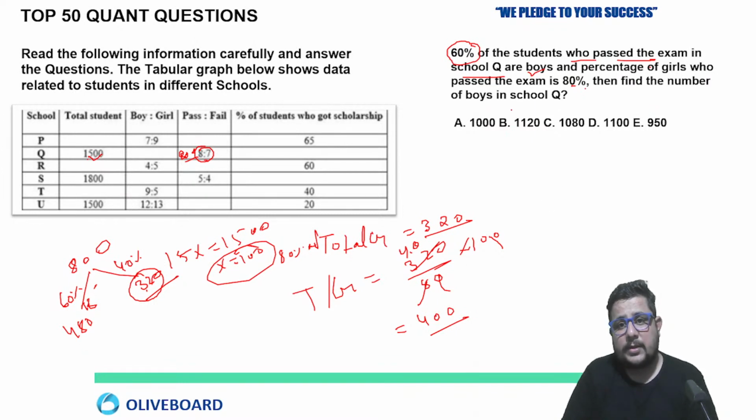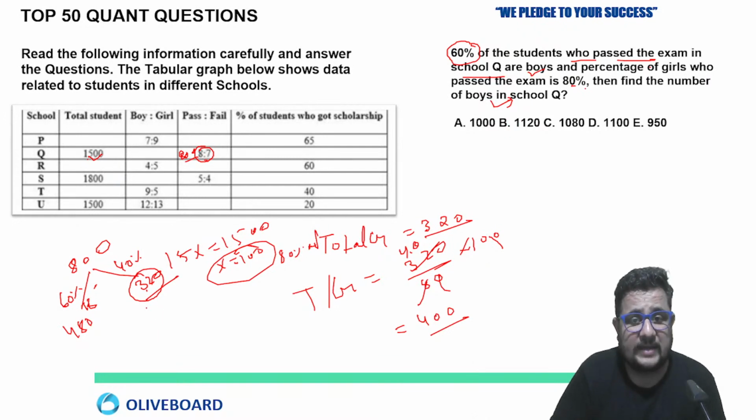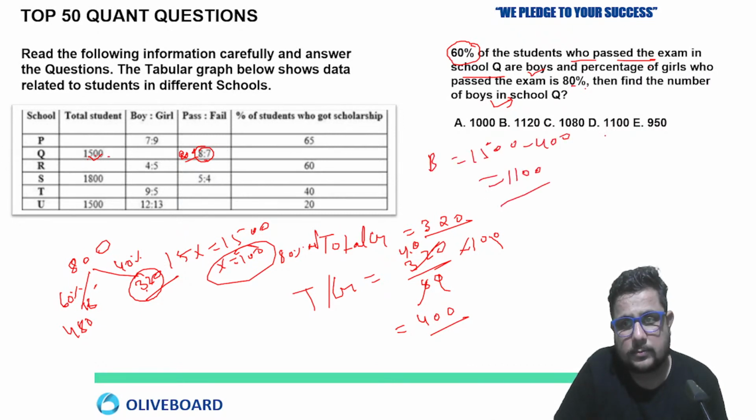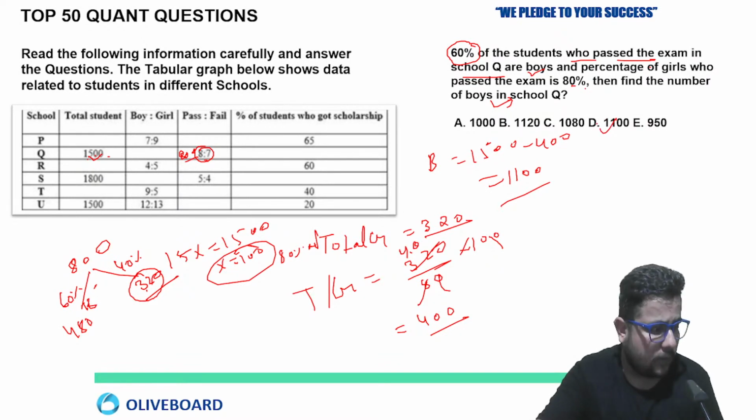Find the number of boys in the school. Now they are asking you the number of boys in the school. If 400 girls are there, 1500 minus 400, right? Boys are going to be what? Total minus girls. Hope so it is clear to all of you now.